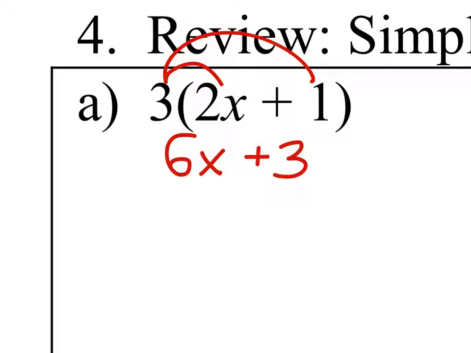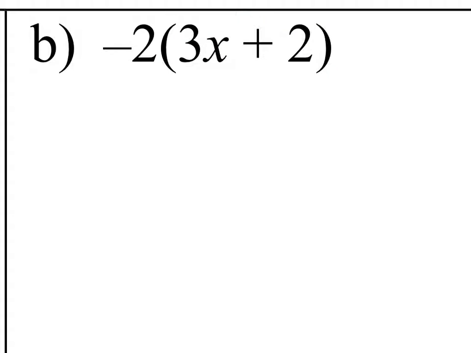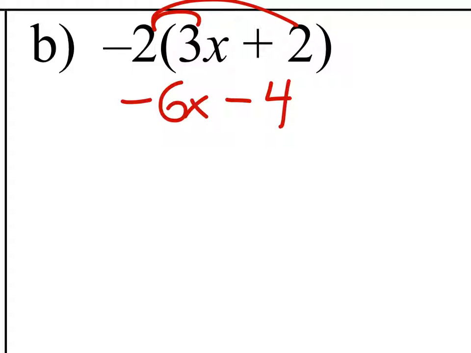If we're reviewing this right now, naturally what comes next in the equations is some distribution. Problem B, negative 2 sets of 3x and 2. By the way, this distribution is just multiplication like we went over in the last unit. This is really negative 2 times 3x, which gives us negative 6x. Then negative 2 times a positive 2 becomes a negative 4. So this would be the simplified form there.